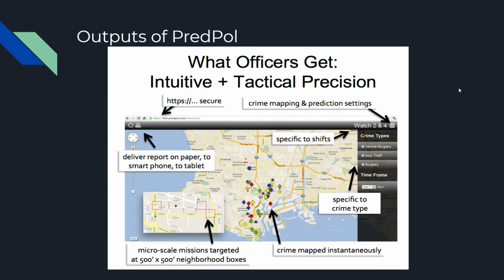Now we will look into the output screen. As you can see, the server is HTTPS, meaning it is secure. From here, the officers can change the crime mapping and prediction settings. They can change the type of shift and also the type of crime. From here, the officers can download the reports of the crime on smartphone or on tablet. The crimes are also mapped instantaneously on the Google Map.